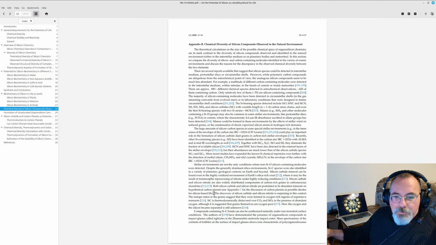The discovery of silicon carbide and silicon nitride is surprising in this context. The isotope ratios in the grains suggest that they were formed in oxygen-rich regions of supernova remnants. SiC is thermodynamically disfavored over CO2 and SiO2 in the presence of abundant oxygen, although it is suggested that the grains themselves are oxygen poor. How the oxygen and the silicon became separated is still unknown.